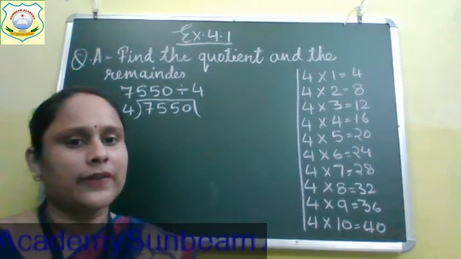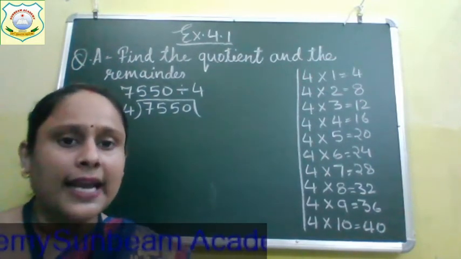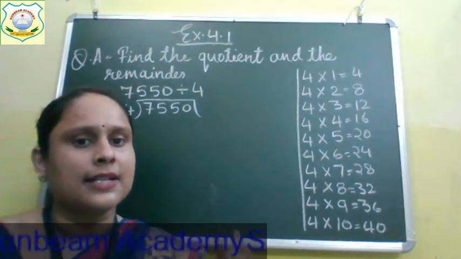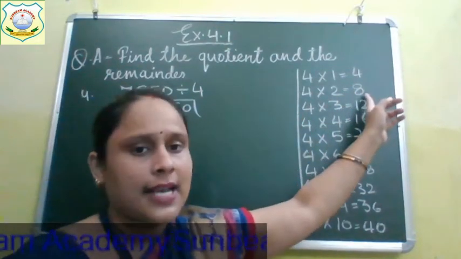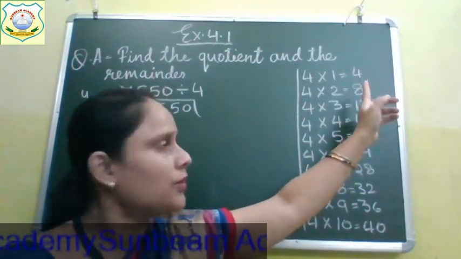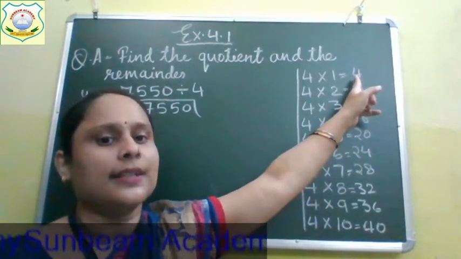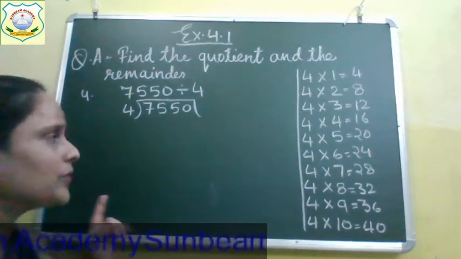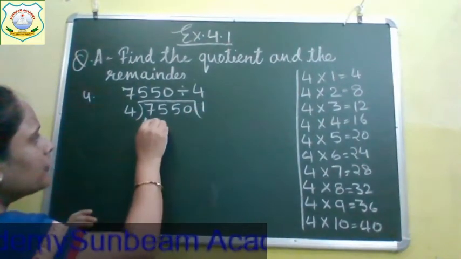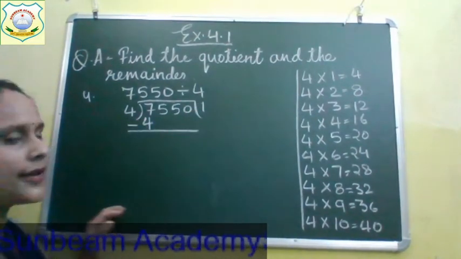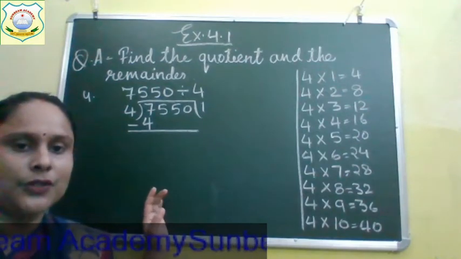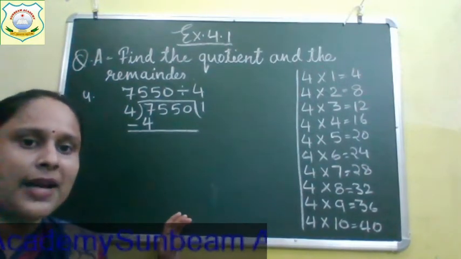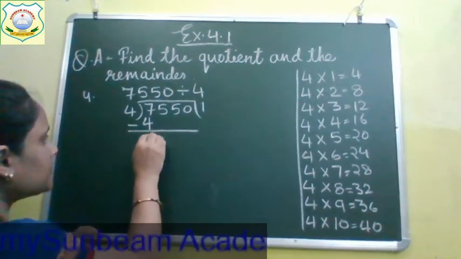So which number we will take? We will take a number which is less than 7. 8 is less than 7. I don't think so. 4 is less than 7. Yes. So how many times we will get 4? One time. 4 ones are 4. Now children, do the subtraction. You will get how much? 7 minus 4 is 3.